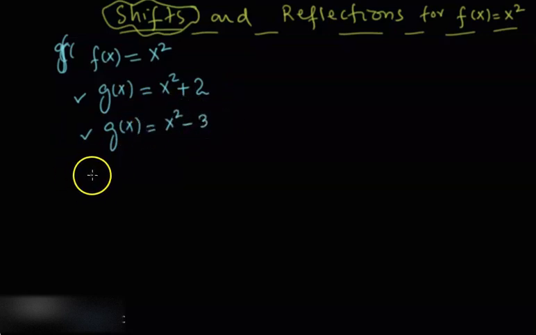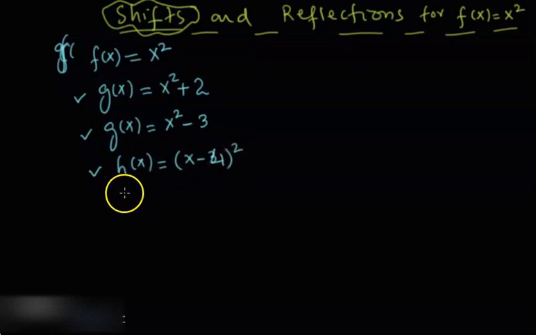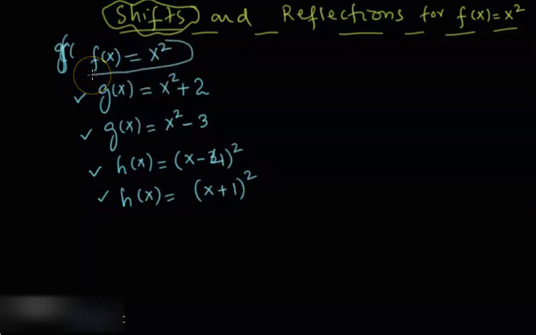how to plot g of x equal to x squared minus something, let's say 3, and some other function, maybe h of x equal to x minus 4 whole squared, or some other function h of x equal to x plus 1 whole squared. So with the help of the parent function we will plot these. So what is happening here? What will we do?